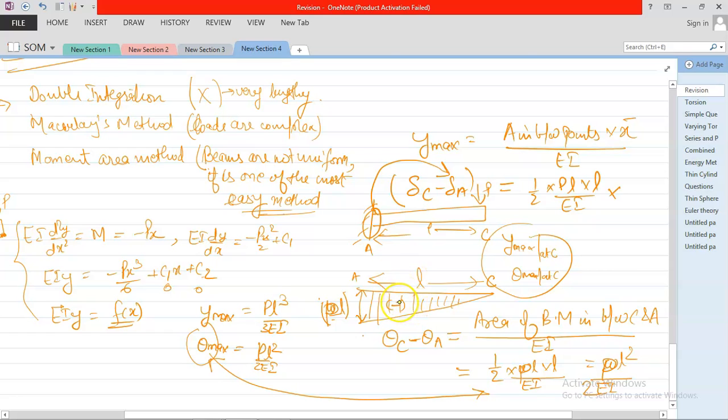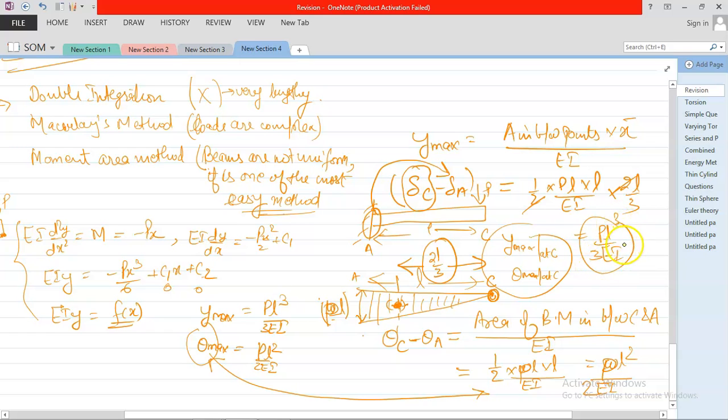Now what is x bar? Suppose this is the center or centroid of this triangle. So the distance is 2/3 from the point C. So take this distance from the free end. Where you need to obtain, take the center of gravity or center of mass of the bending moment diagram, from that distance or center of area. So it is 2/3 from that portion where you need to find the deflection. So the equation will become PL cube upon 3EI.